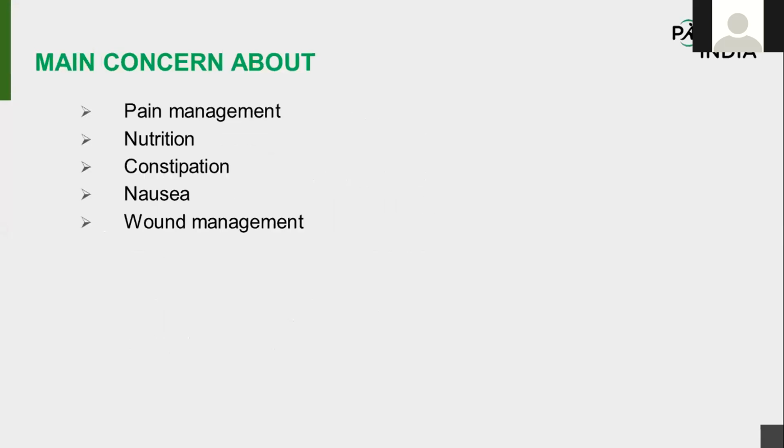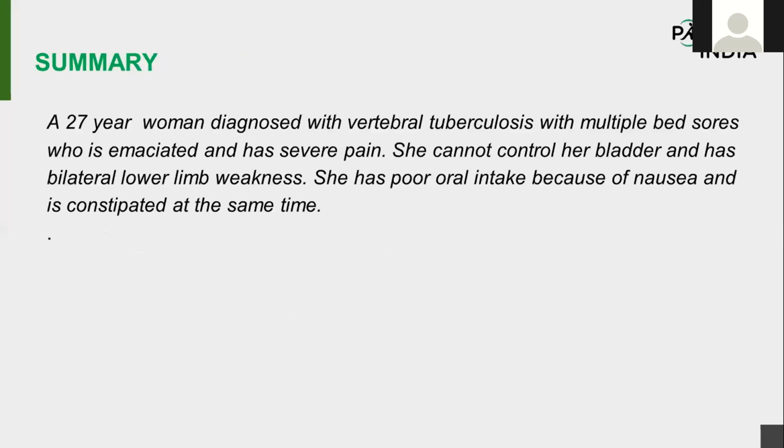The main concerns are about pain management, nutrition, constipation, nausea, and wound management. So in the summary, a 27-year-old woman diagnosed with vertebral tuberculosis with multiple bed sores, who is emaciated and has severe pain. She cannot control her bladder and has bilateral lower limb weakness. She has poor oral intake because of nausea, and she is constipated at the same time.